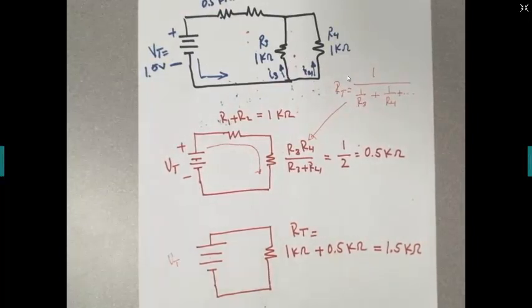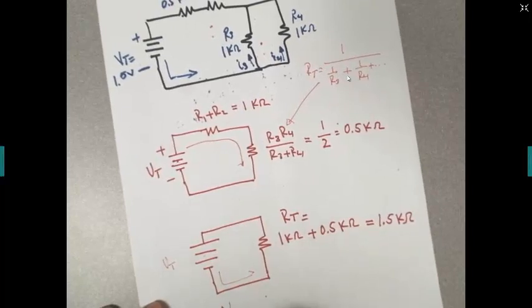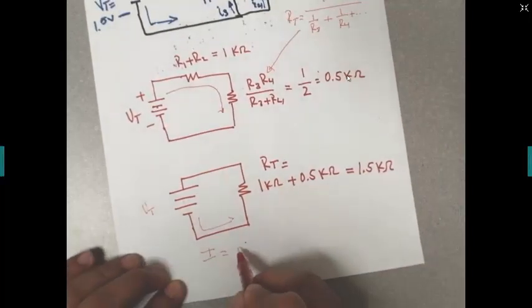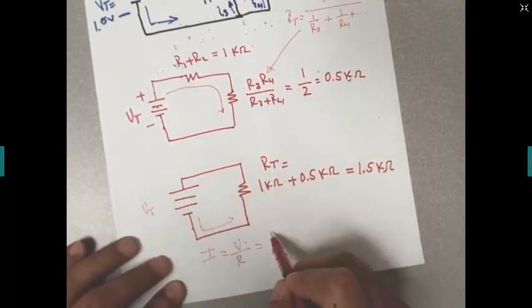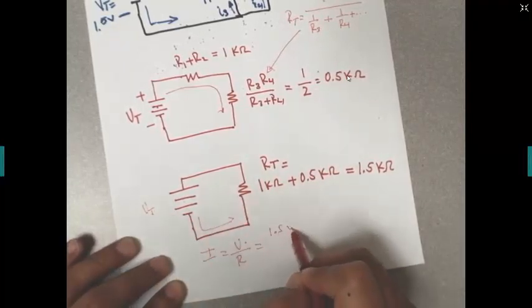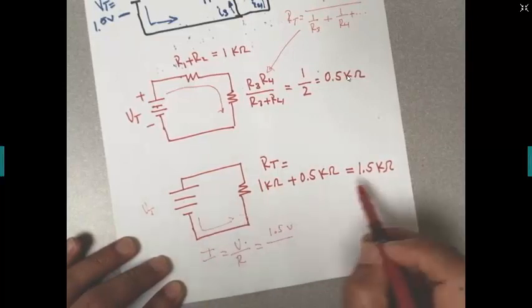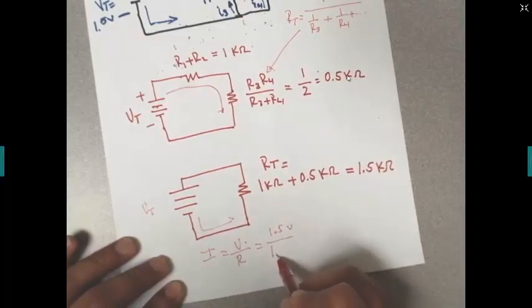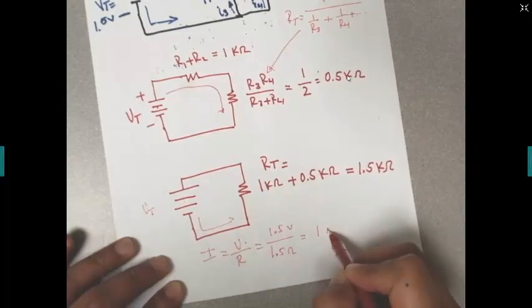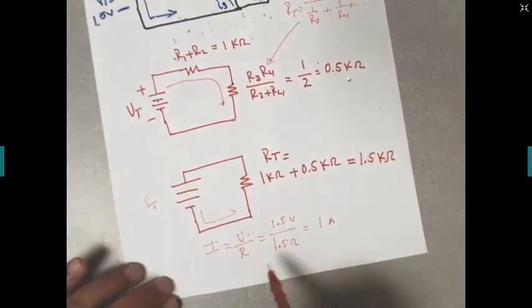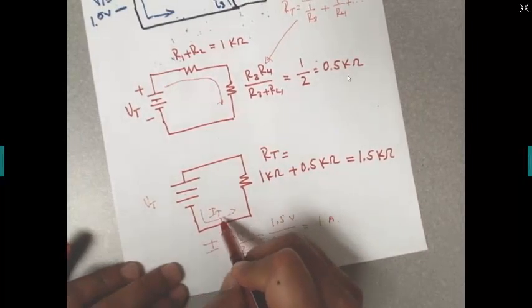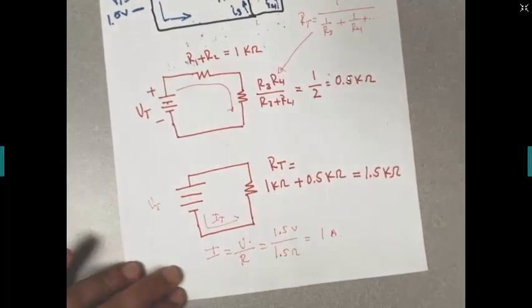Now, if we need to find the current on this resistor, we can find it by doing the current equals the voltage divided by the resistor. The total voltage here is 1.5 volts, and the total resistance is 1.5 ohms. So this would be 1 amp. That would be the current flowing through this circuit, the total current.